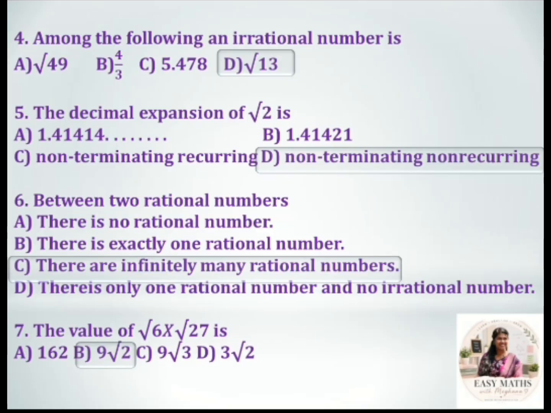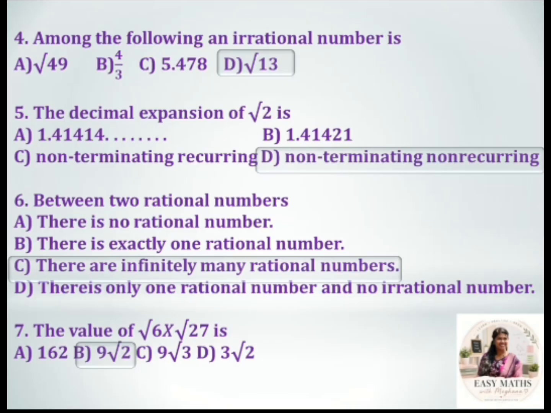Sixth question, between two rational numbers, there is no rational number, there is exactly one rational number, there are infinitely many rational numbers, there is only one rational number and no irrational number. So between the two rational numbers, you are getting infinitely many rational numbers. So option C is the correct answer.